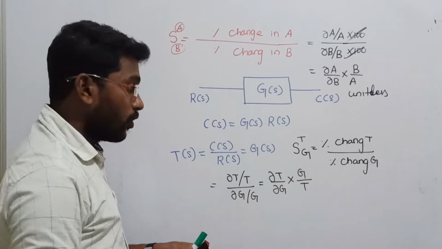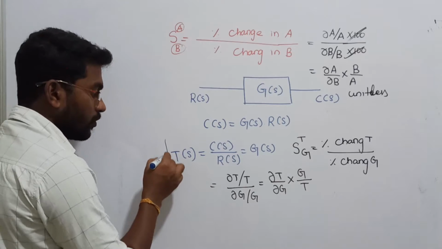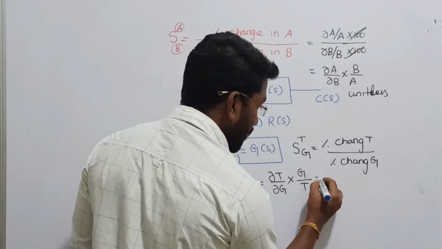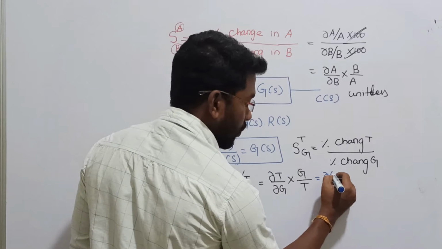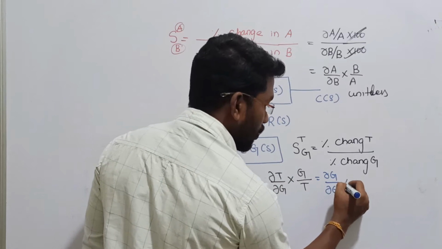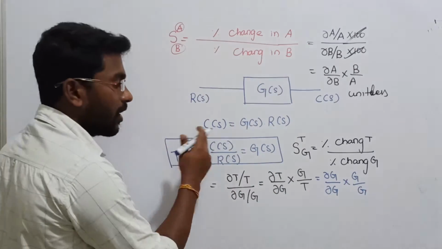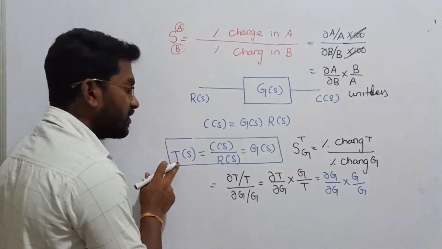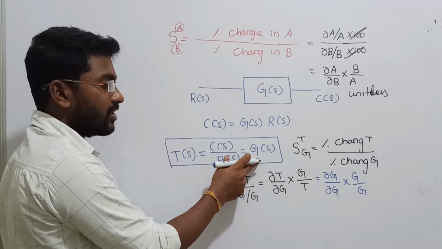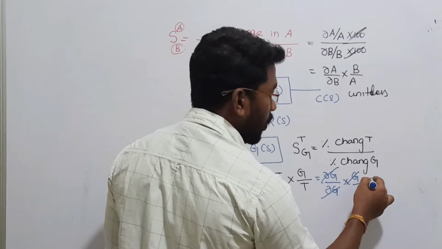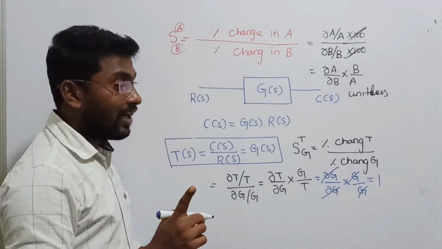Now what we know, just now we saw in our open loop system, T of S and G of S both are equal. Yes or no? So it can be further written as dou T can be replaced by dou G, and G upon T can be replaced by G. Dou T will become dou G, T will become G. Why? Because T is equal to G for our open loop transfer function, G of S known as T of S. So what I have understood, that is going to be 1%. That is 1, and value is 1, right?